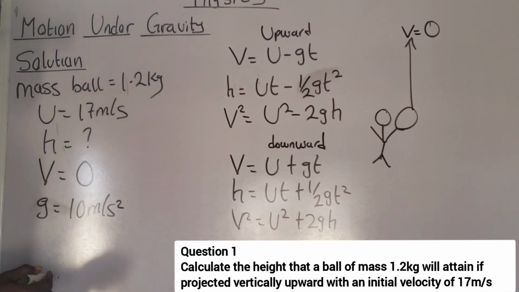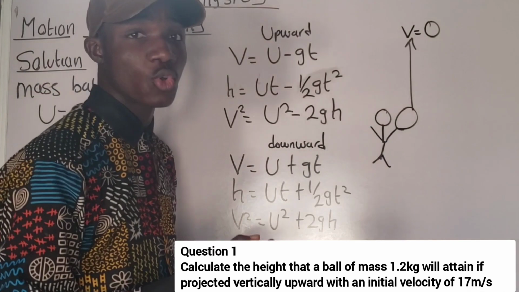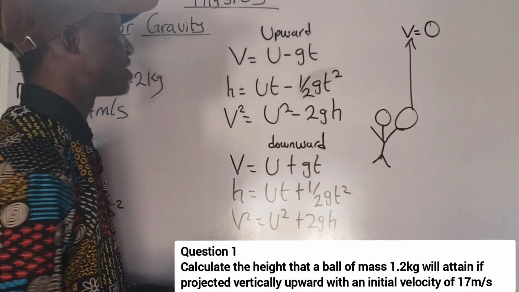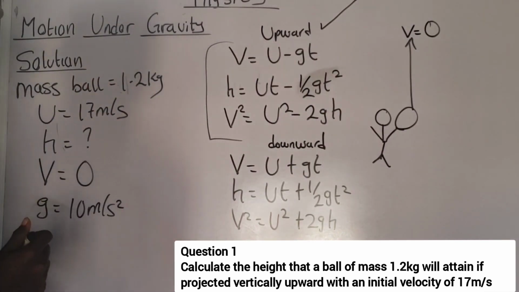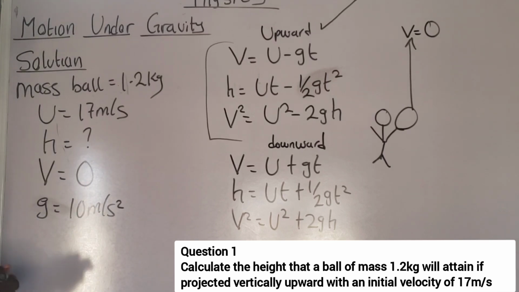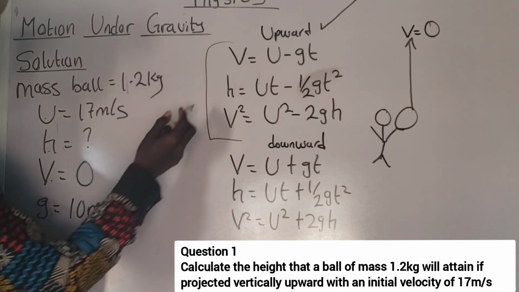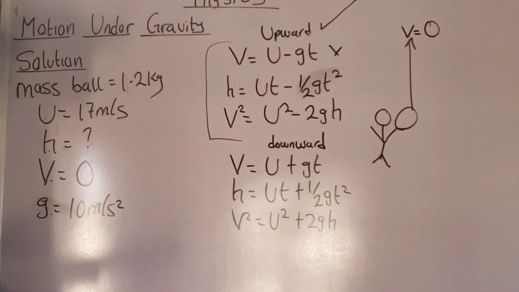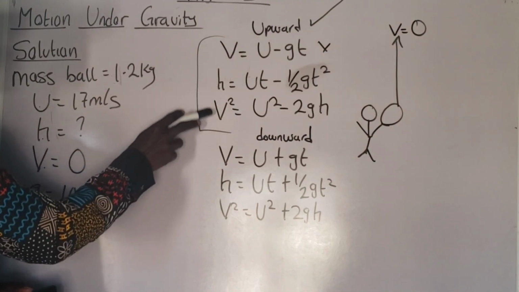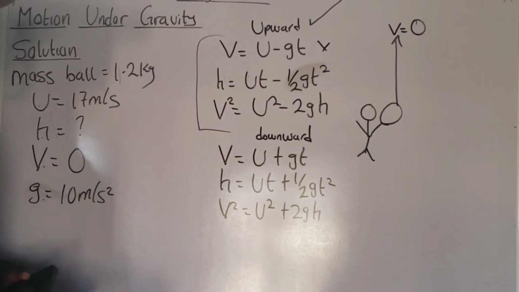We are told in the question that the ball is thrown up, so the ball is moving against gravity. Hence, we are going to use one of these equations to determine the maximum height. Looking at the parameters we have: the initial velocity, the height we are to calculate, the final velocity which is 0, and the acceleration due to gravity g equals 10 meters per second squared. We cannot use the first equation because there is no h, and h is the parameter we are asked to calculate. Which equation are we going to use among the other two? We are going to use the third equation.